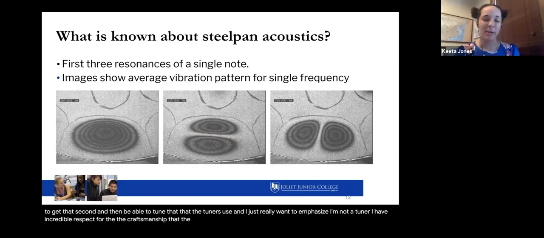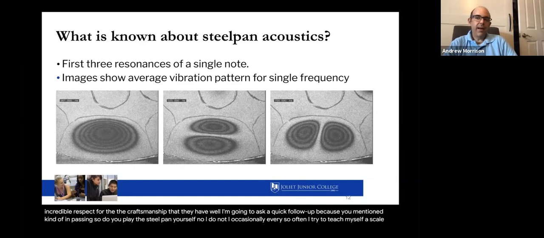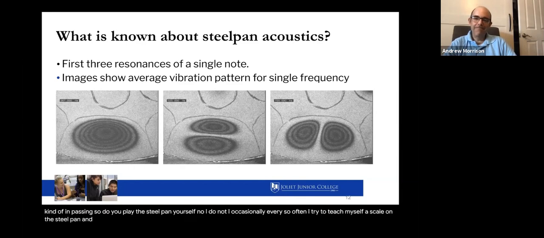Well, I'm going to ask a quick follow-up because you mentioned it in passing. Do you play the Steelpan yourself? No, I do not. Every so often, I try to teach myself a scale on the Steelpan. But I'm not a player. I wish. Thanks.